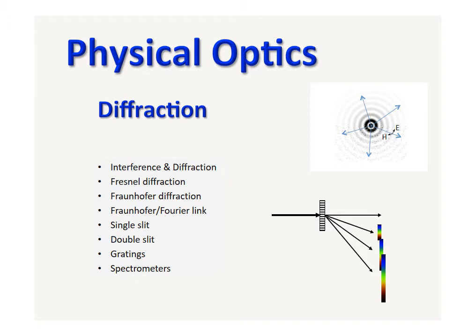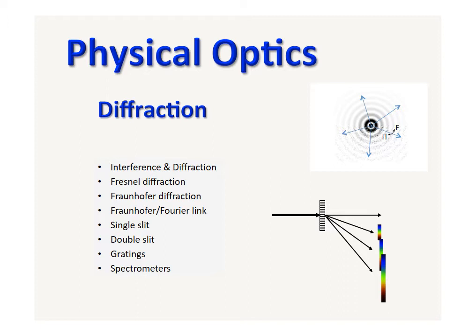We'll have a look at how diffraction is similar to interference. There are two basic types of diffraction, Fresnel and Fraunhofer. And we'll look at how Fraunhofer diffraction can actually be easily explained in terms of Fourier analysis. We'll use that to simplify the analysis of diffraction later in the discussion.